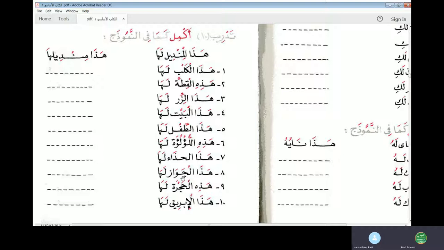هذا الجواز لها. This passport belongs to her. هذا جوازها. Her passport. هذه الحجرة لها. This room belongs to her. هذه حجرتها. This is her room.